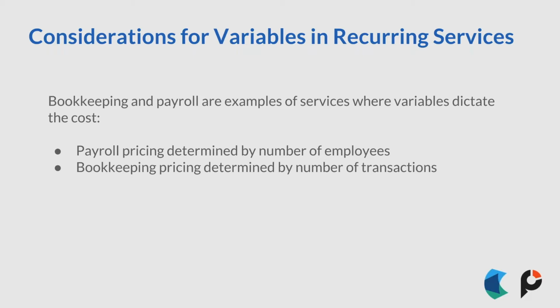So this comes down to individual clients and the work they're bringing in. So, considerations for your variables in recurring services. Bookkeeping and payroll are examples of services that vary depending on the number of staff and everything else that goes along with it. Your bookkeeping pricing is also determined by the number of transactions and so forth, right? So let's dive into that a little bit.